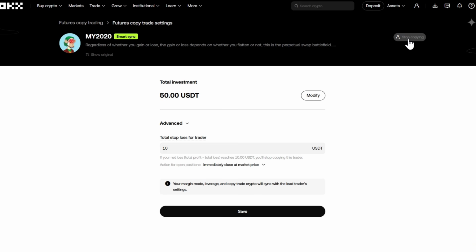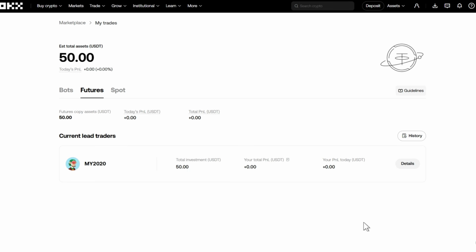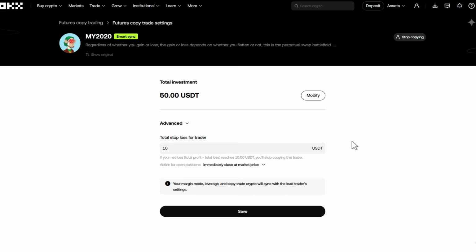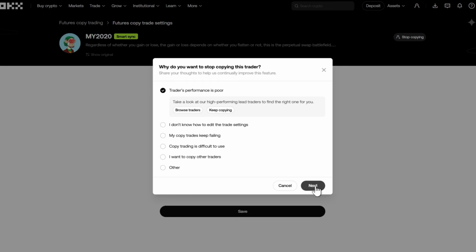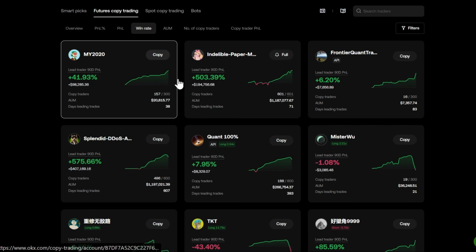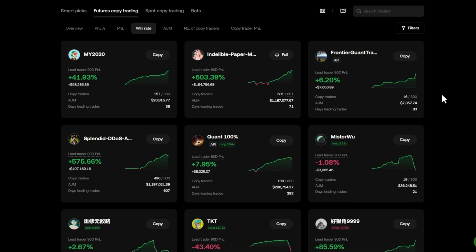I recommend checking your copy trades at least once a day, especially in volatile market conditions. If you see a trader's strategy changing or their drawdown increasing significantly, don't be afraid to stop copying them and find someone else. Remember, you're in control here. Just because you started copying a trader doesn't mean you're locked in. You can adjust, pause, or stop at any time.